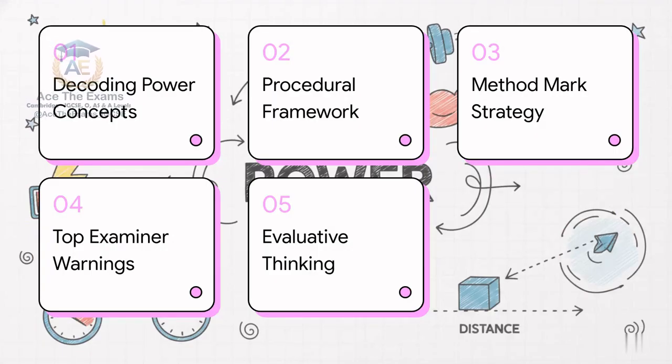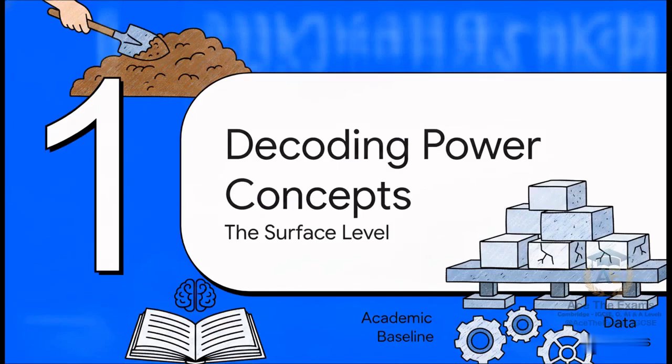All right, so how do we fix this? We're going to dig through this systematically. First, we'll decode the core concepts of power, so we're all on the same page. Then we'll walk through the procedural framework, the actual steps you need to take. After that, I'm going to share something huge, the method mark strategy, which is basically an insider secret. We'll also cover the top 3 hidden traps that examiners warn us about every single year. And finally, we'll unlock the real treasure, evaluative thinking skills. Let's start right at the surface level.